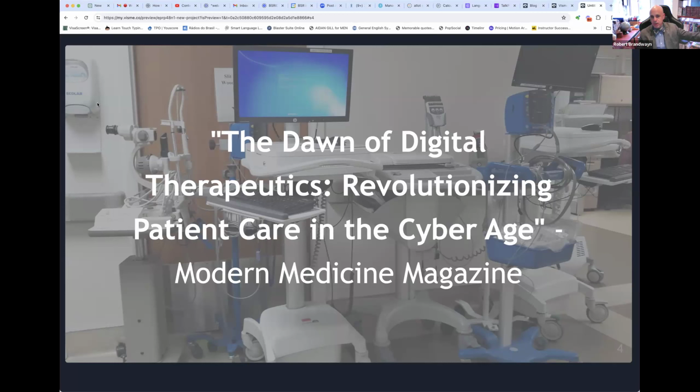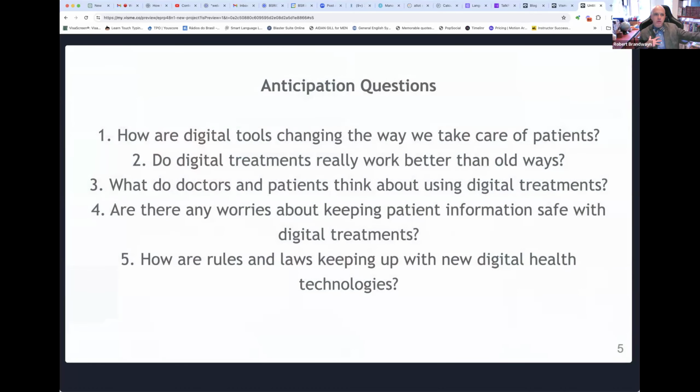Revolutionizing patient care. I'm going to give you some anticipation questions. For example, some of the questions that I ask myself before entering this article: how are digital tools changing the way we take care of patients? Or do digital treatments really work better than old ways? Or what do doctors and patients think about using digital treatments? Or are there any worries about keeping patient information safe with digital treatments? Or how are rules and laws keeping up with new digital health technologies?